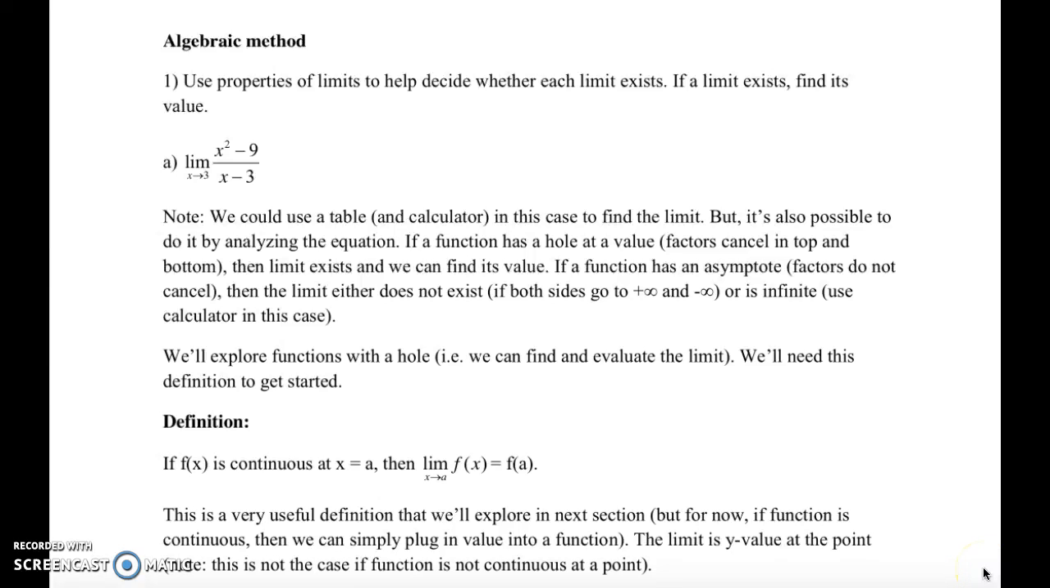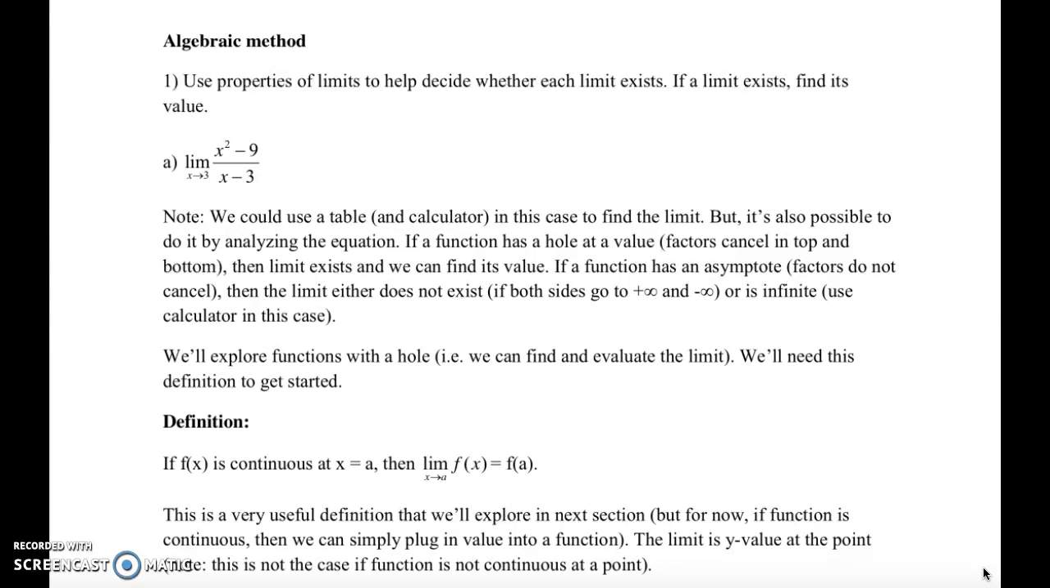So now, besides using tables, we want to see if there are other ways we could calculate a limit without going through the trouble of putting in a table. Here we have something called the algebraic method. We want to see if the limit exists, but without doing all the table functions inside the calculator.